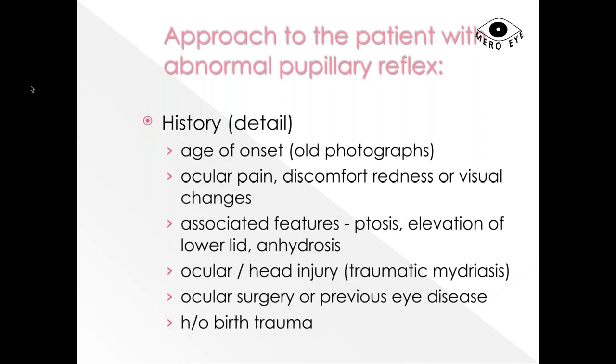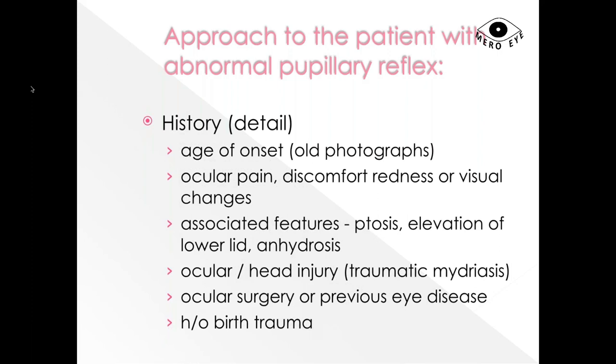Then another thing is the fellow travelers. So fellow travelers means along with the pupil, what are the other things that we can see in the eyelid, whether there is ptosis. If there is ptosis along with a dilated pupil, we can think of a third nerve palsy. If there is mild ptosis with a small pupil, we can think of a Horner syndrome.